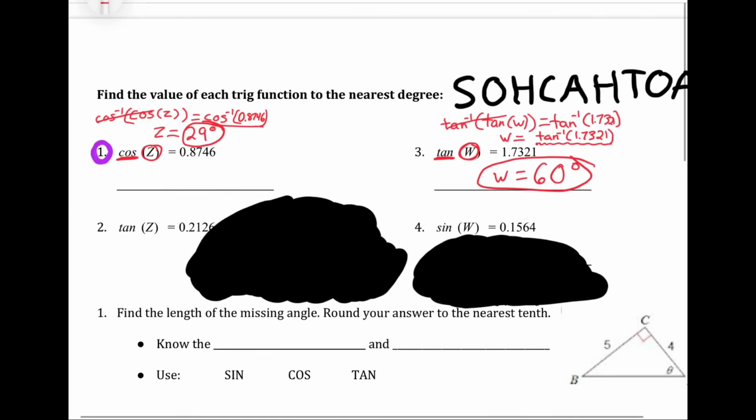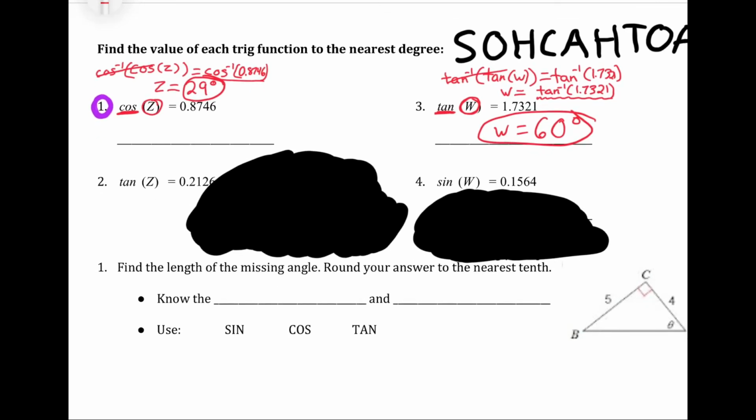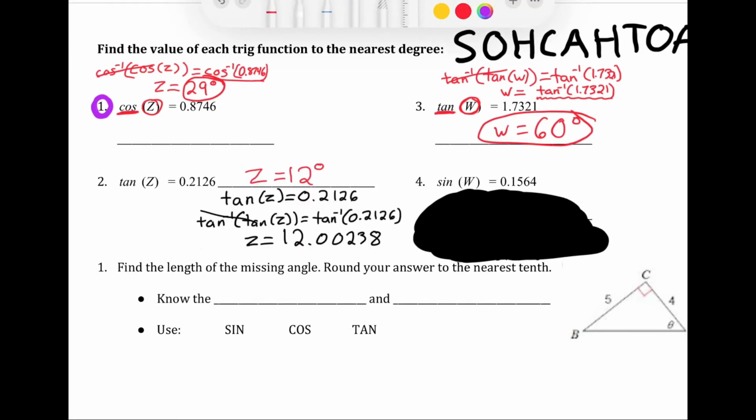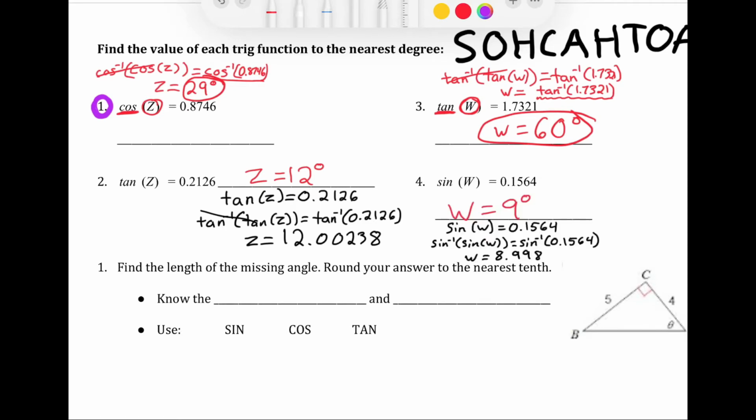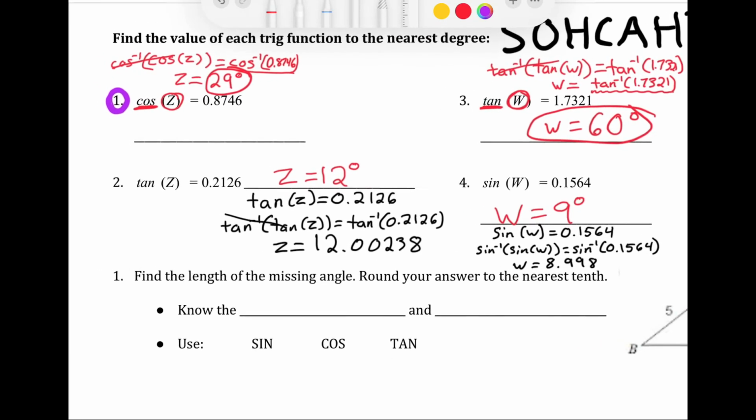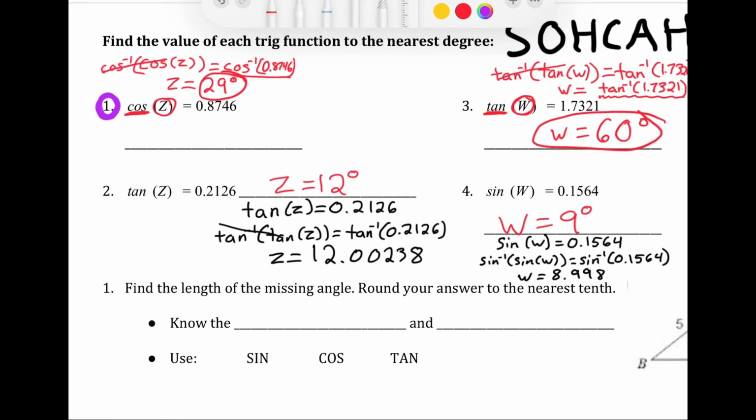Okay, if you will, pause the video and attempt number 2 and number 4. You should have gotten 12 degrees for number 2, and you should have gotten 9 degrees for number 4, remembering that it did tell you to round to the nearest degree.